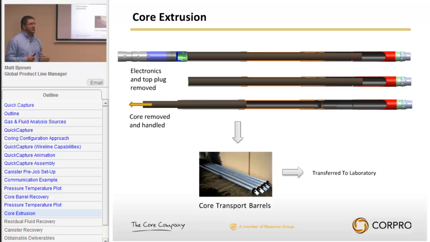From a fluid perspective, it is extremely important that we collect every drop of fluid. So that process is fairly quick. We'll just use drain and collection buckets. At the time that it's actually transferred into a barrel, the custody of the core itself is handed over to the laboratory.